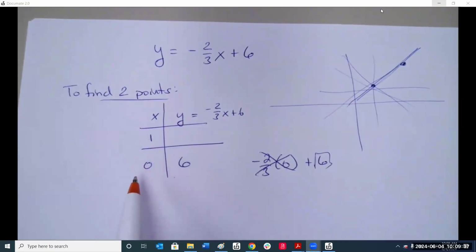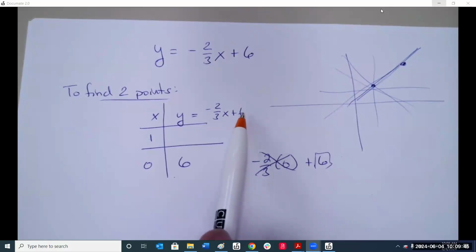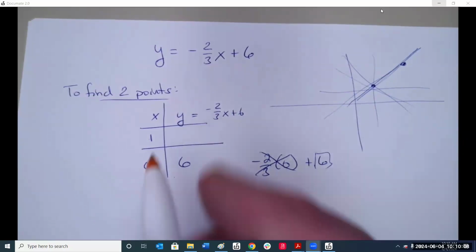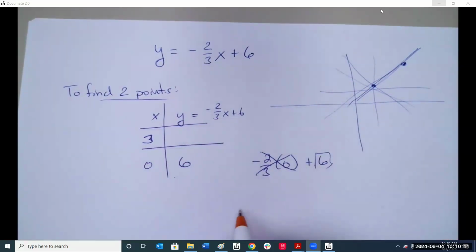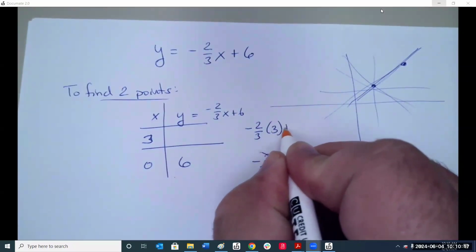One's not a bad number to pick, but look what's going to happen. If we put in 1 inside here, then we have a fraction and an integer. Is there a better number we can pick other than 1? Because whatever we pick, we have to multiply by negative 2/3. Pick a number that can be divided by 3. For example, if I had 3, I have negative 2/3 times 3 plus 6.